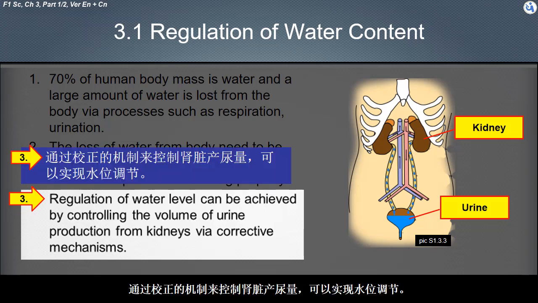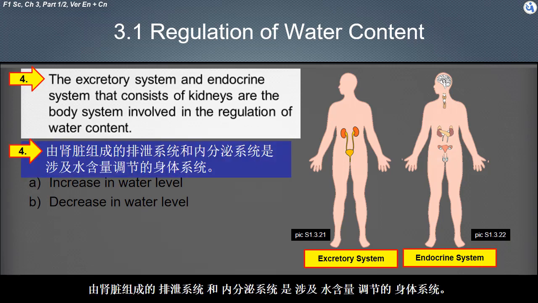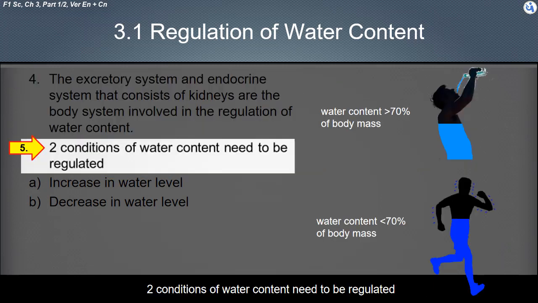Regulation of water level can be achieved by controlling the volume of urine production from the kidneys via the corrective mechanisms. The excretory system, an endocrine system that consists of kidneys, are the body systems that are involved in the regulation of water content.